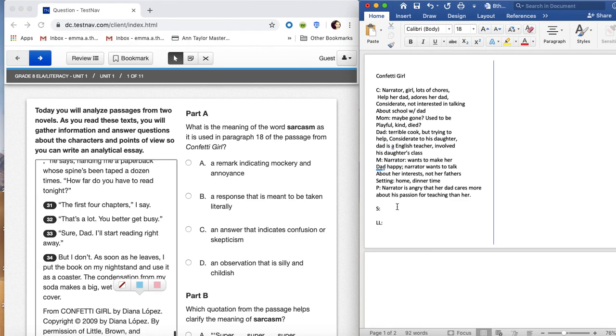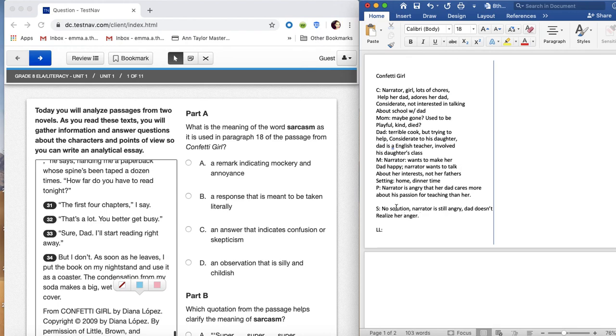The narrator is still angry. No solution mentioned. The narrator is still angry at her father. And it's like the dad didn't even realize that she was so mad. Dad doesn't realize or even acknowledge her anger.